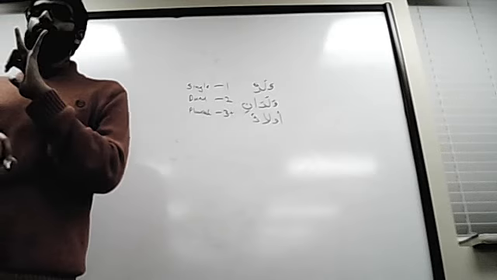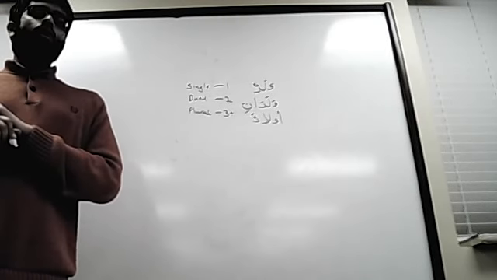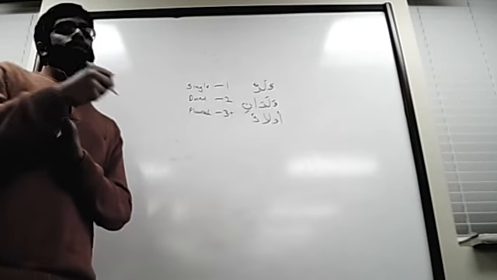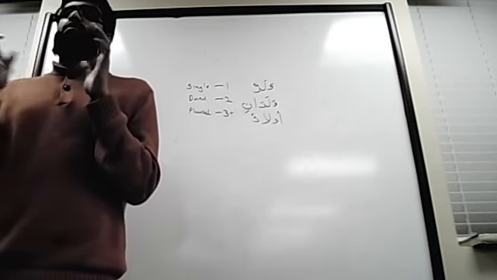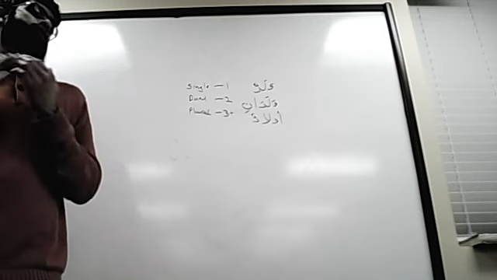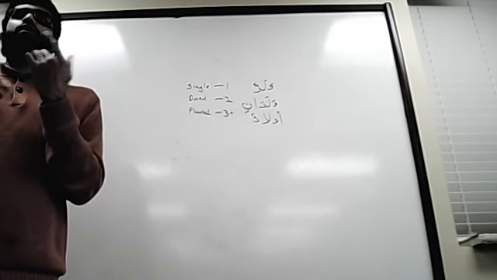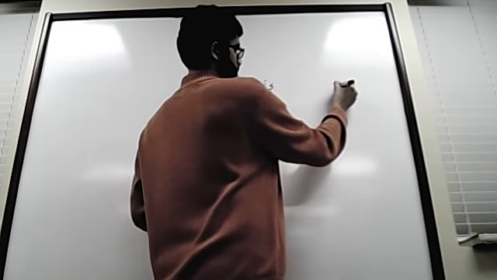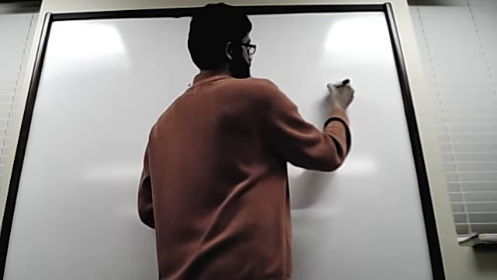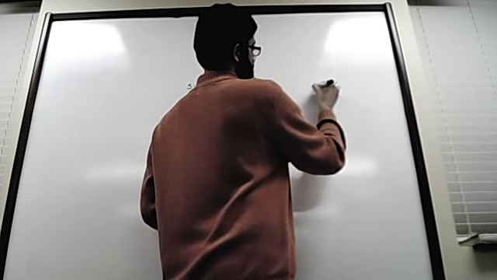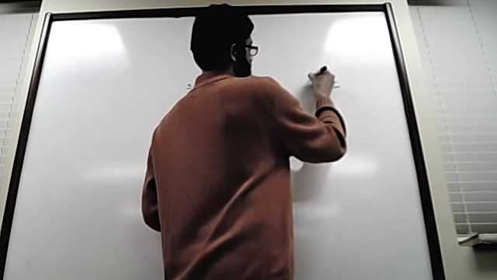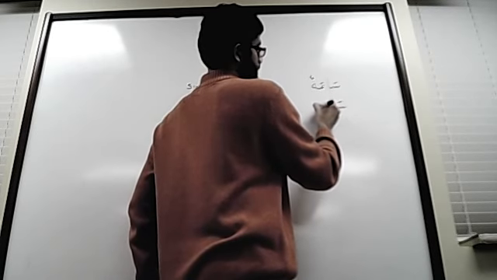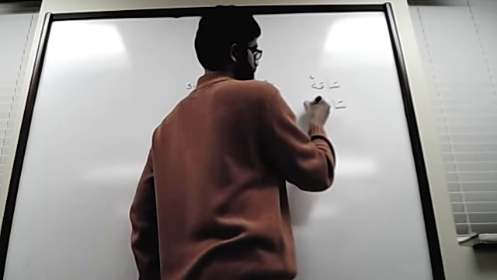That's two children. How do I say two pens? Qalamani. How do I say two hands? Yadan. So yadun is one hand, yadani is two hands. The same thing applies if it's a feminine object. If you have something like sa'atun, how do I say two watches? Sa'atan.